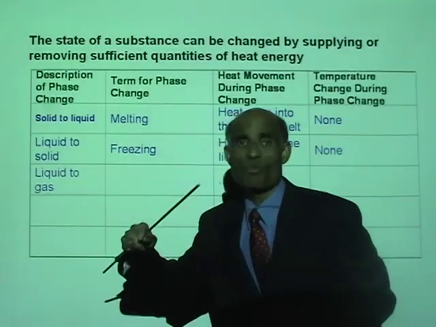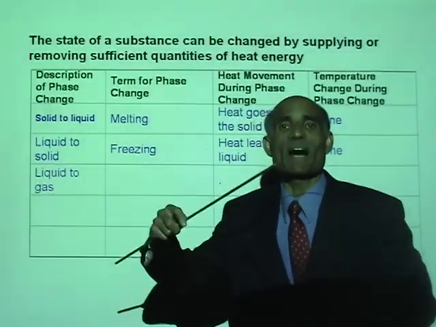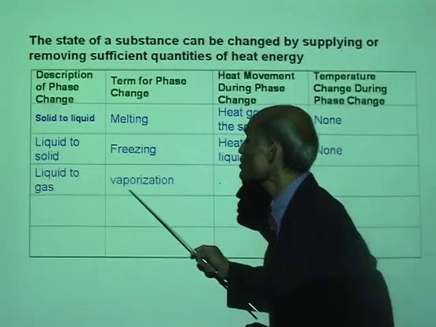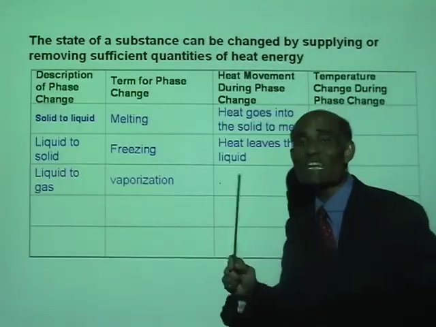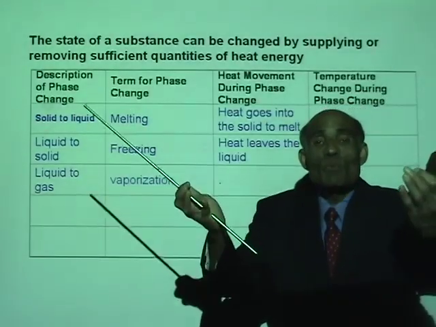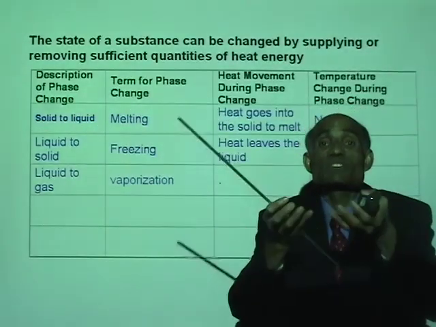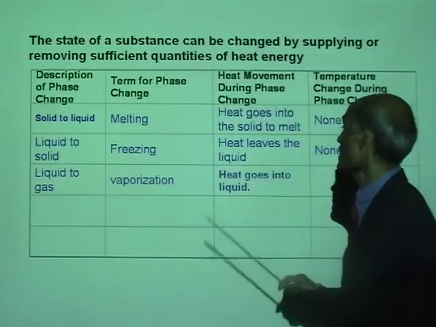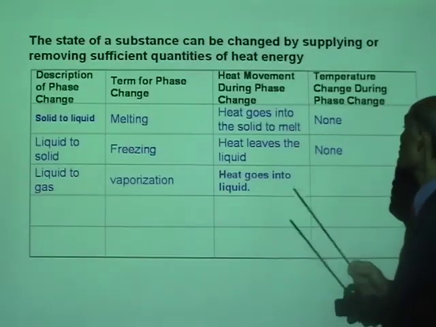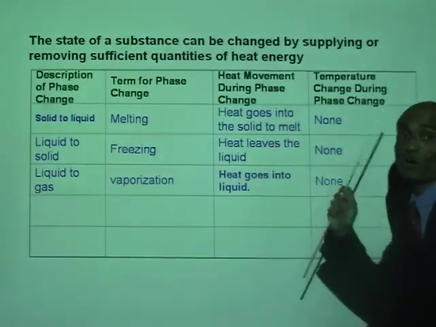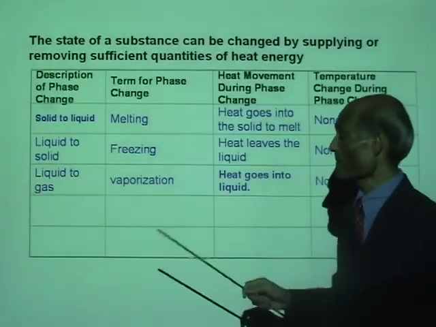Liquid to gas. What is the name used for that? A liquid to gas is called vaporization. Now, what is the heat movement? A liquid will absorb heat during that change. So heat goes into liquid. Is there any change in temperature? No, there is no change in temperature.